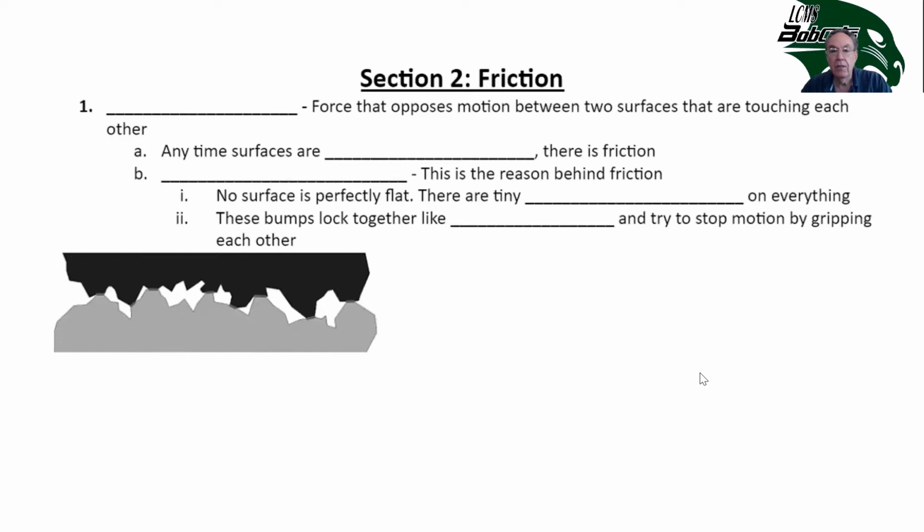In this next section, we're going to learn a little bit about friction. Friction sounds something like gravity, because it's between any two surfaces, whereas gravity was between any two objects. The key here is that it's between any two surfaces that are touching each other. So if they're not touching, there's not going to be friction between them. So anytime surfaces are touching, there's friction.